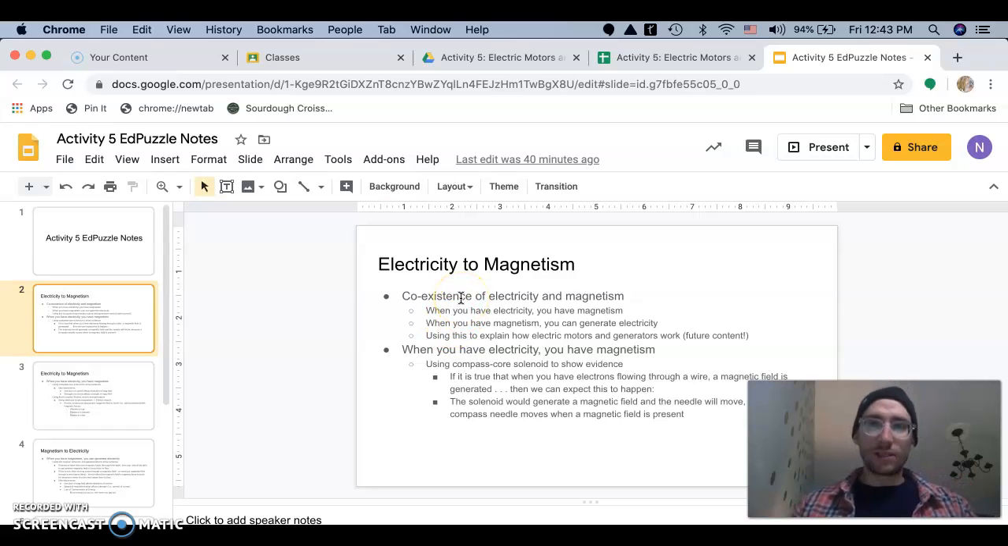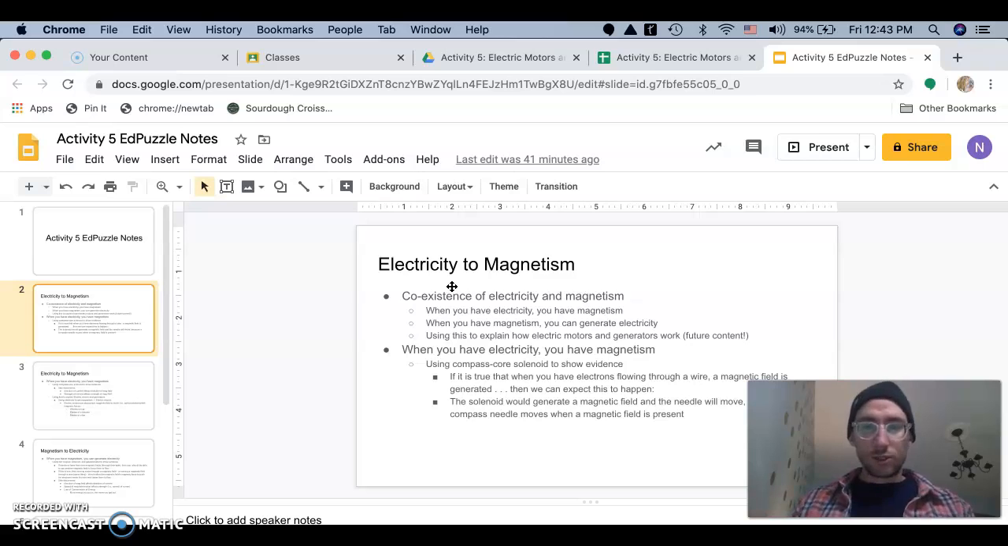So in this activity, I'm exposing that to you, the coexistence of electricity and magnetism. And at the same time, because this is what we'll be getting into next, using that to explain how electric motors and generators work, because those things function on that coexistence of electricity and magnetism. Yeah, that's coming up next.